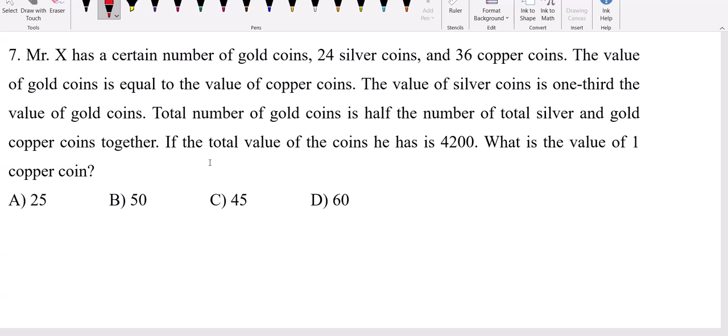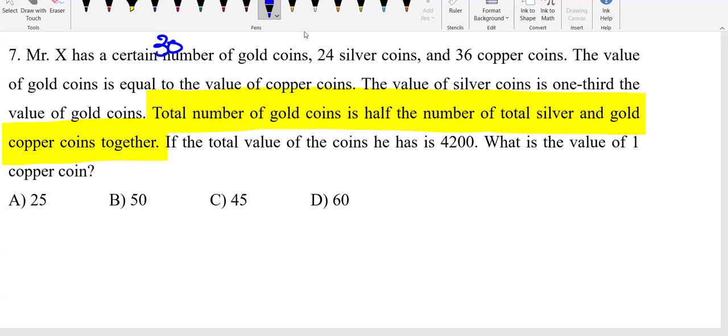Work on that. How many gold coins there are is not mentioned directly. Indirectly you have the data. Where do you have the data? Where did they give the number of gold coins? You see the third line: total number of gold coins is half the number of total of silver and copper together. So half of that: 24 plus 36, which is 60, divided by 2. 30 gold coins are there.